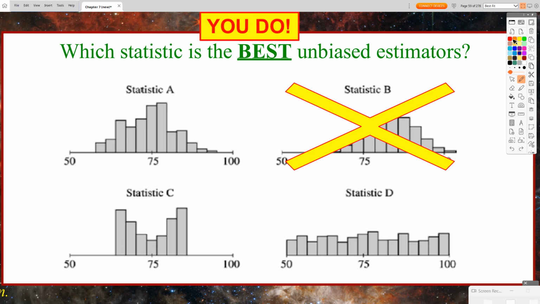Now, what I want you to explore is which of those three unbiased estimators, A versus C versus D, you believe would be the best unbiased estimator. Do you think A is the best unbiased estimator? Do you think C is the best? Or do you believe statistic D is the best unbiased estimator? Consider that, and then think about what would make a statistic a better unbiased estimator than the others. That's something we will explore in class tomorrow.